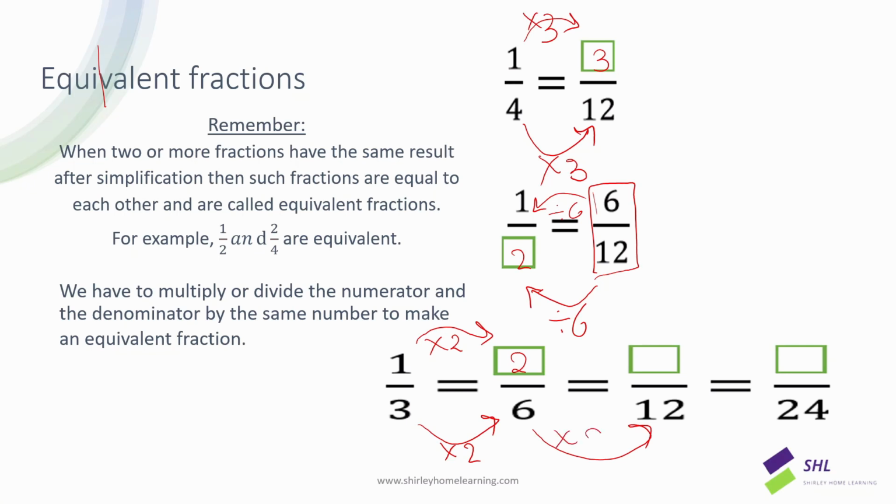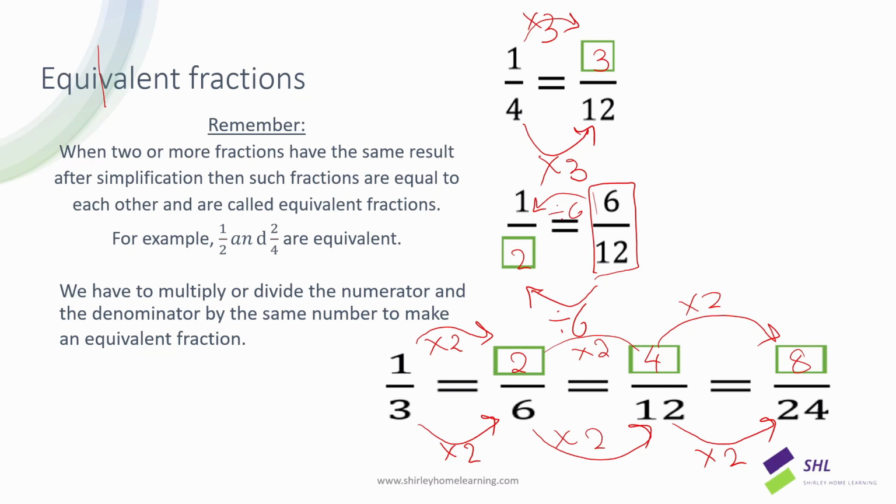So 6 times 2 is 12. You can do exactly the same thing. 2 times 2 is 4. So that is an equivalent fraction as well. We do again the same thing. 12 times 2 is 24, and then 4 times 2 is 8. So in this case, 1/3 is equal to 2/6 is equal to 4/12 is equal to 8/24. These are all examples of equivalent fractions. Just remember, you have to multiply or divide the numerator and denominator by the same number.